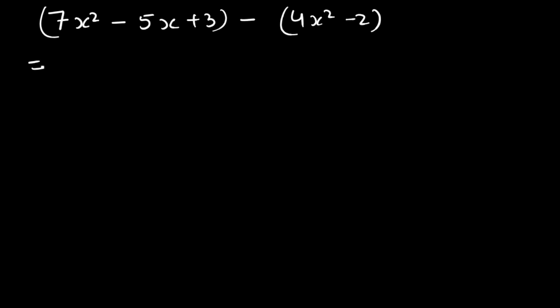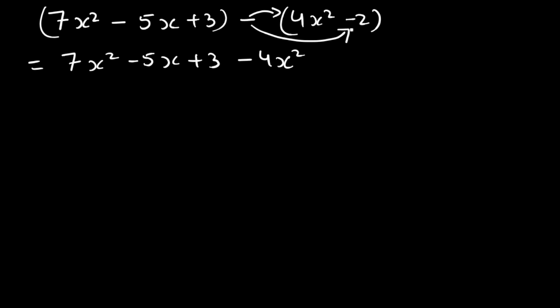Okay, and now we can solve them. So there's no like terms in the first parenthesis, so we will write it as it is, 7x squared minus 5x plus 3. And in the previous problems you saw that negative sign will multiply over here, so negative times positive 4, which is negative 4x, and then negative sign times negative 2, it'll give us positive 2.